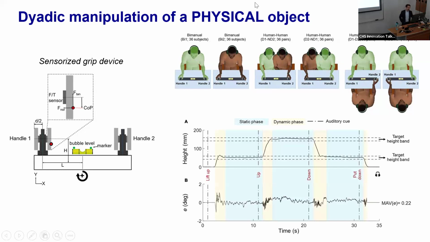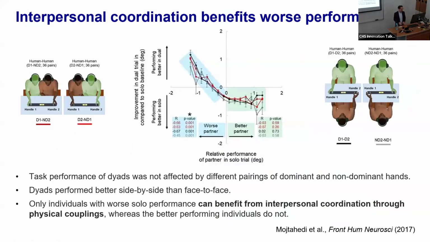So we measure the height of the object. You do a static phase, then there's a sound, move it up, hold it, bring it down, hold it, and bring it down. And what we measure is the tilt, because that's the error of the task. And we're asking them to minimize the error best they can. And then we take the maximum average value of this error as a kind of summary measure of performance for each trial. We counterbalance the order, etc.